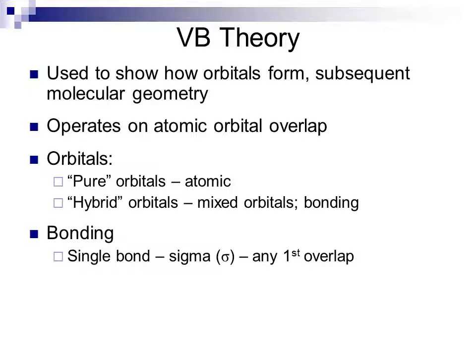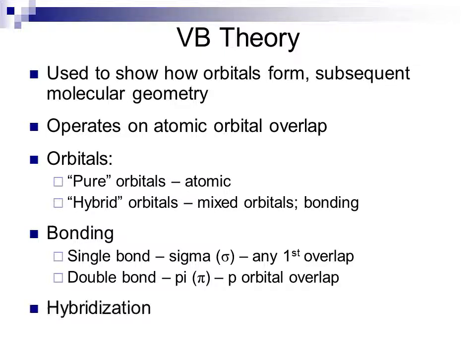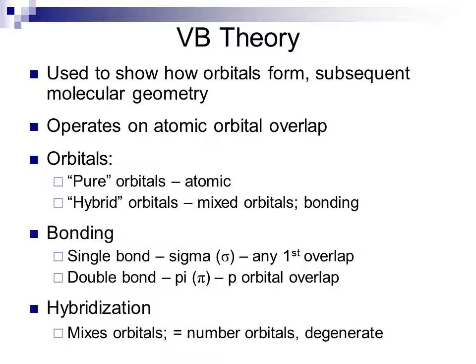Now, bonding will either consist of a single bond, which is called a sigma bond, and any first overlap between orbitals will form a sigma bond. Subsequent overlap for p orbitals will form a pi bond or a double bond, and then from there a triple bond. Hybridization is the process where we mix orbitals together, which creates an equal number of orbitals with what we call degenerate energies. That means their energies are the same.